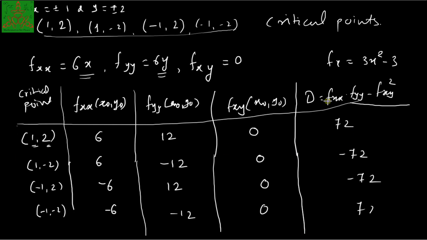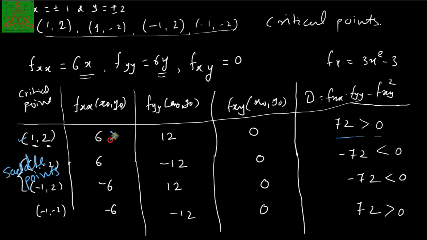Just note that the value of d is positive at two places and negative at the other two places. So these two points are known as saddle points of the function. At this point, d is positive and fxx is also positive, so this is the minima of the function. Here d is positive and fxx is negative, so it is the maxima of the function. So we have calculated the extremum points. The function has a minimum at the point (1, 2), a maximum at the point (-1, -2), and there are 2 saddle points for that function, which are (1, -2) and (-1, 2).